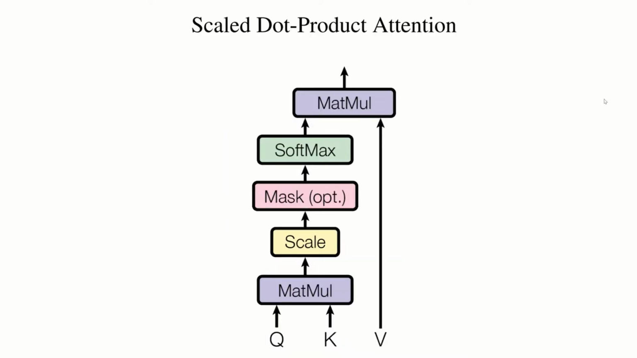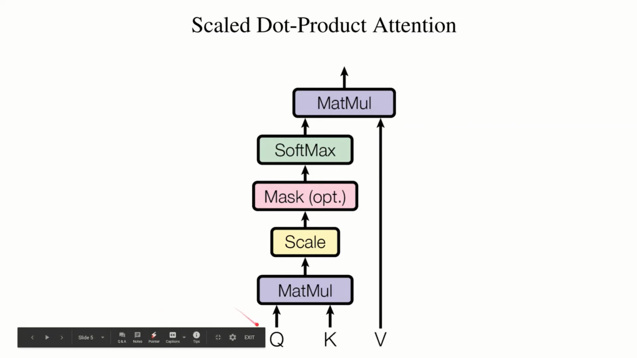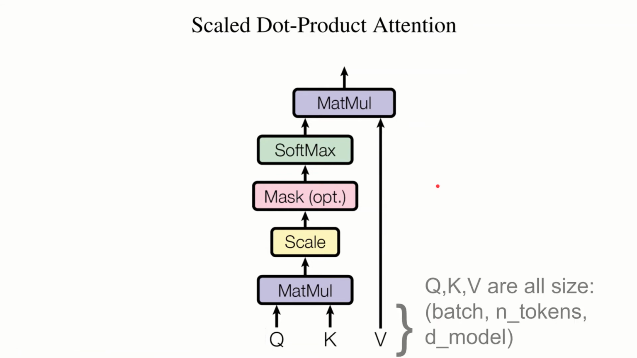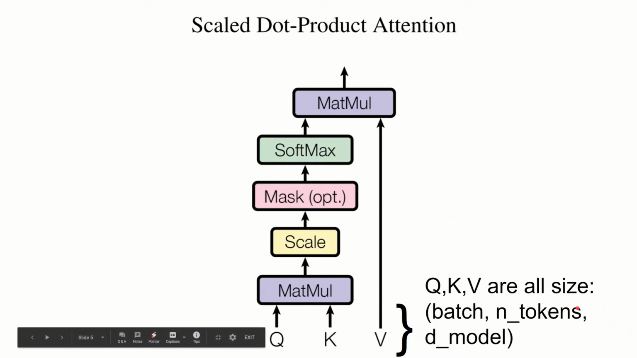This is the scale dot product attention function that you'll be implementing in your lab. It takes in three inputs: a query tensor, a key tensor, and a value tensor, and outputs a tensor of the same size. All these tensors are the exact same size. They all consist of a batch dimension, and within each batch dimension you have a matrix consisting of a token dimension, which we can think of as the word dimension, and an embedding dimension, which is size D model.